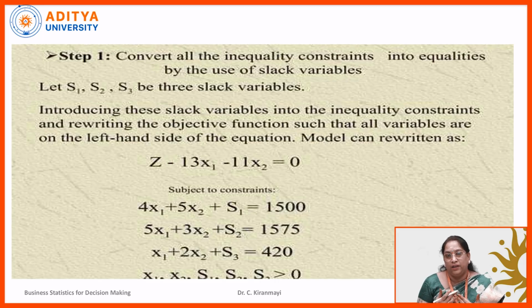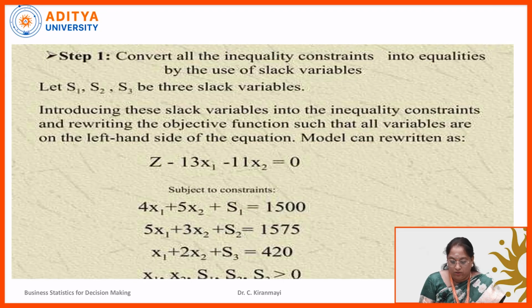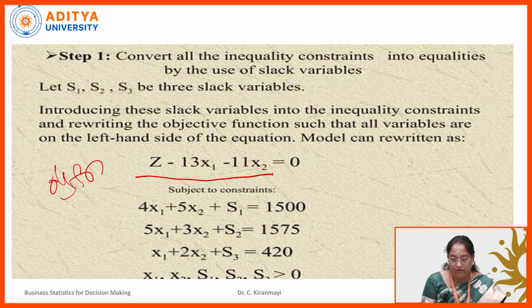So the first step in the simplex method is transforming the given LPP into standard form. Take all the variables on the right side to the left side and convert the objective function into an equation. If we take all the variables from the right side to the left side, the plus becomes minus, therefore Z minus 13x1 minus 11x2 is 0. This is the objective function.